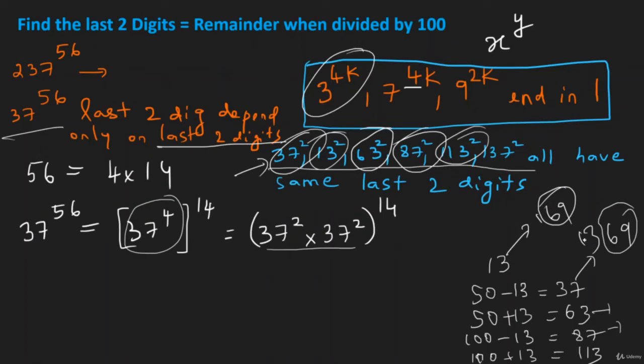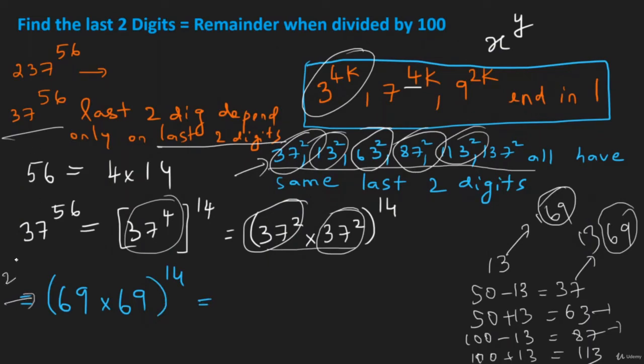And over here, we are only interested in the last two digits. So instead of 37 square, let me write 69, and instead of 37 square over here, I'll write 69. So when it comes to the last two digits, I can rewrite this as 69 into 69 to the power 14. And remember, this is not exactly equality. It's just about the last two digits, right? That's why I can just write 69 into 69, because we have seen last two digits will only depend on the last two digits. Therefore, this expression over here is rewritten as 69 into 69 to the power 14. The first 69 stands for this 37 square. The next 69 stands for this 37 square.